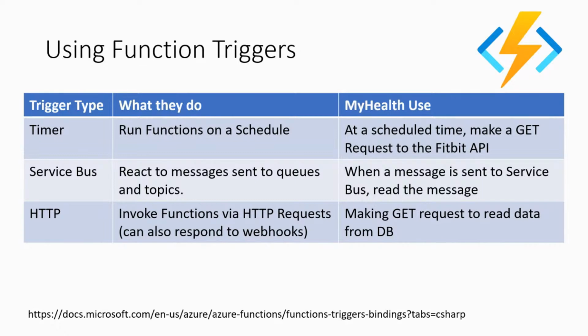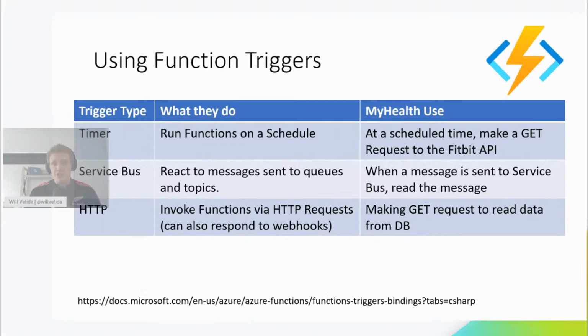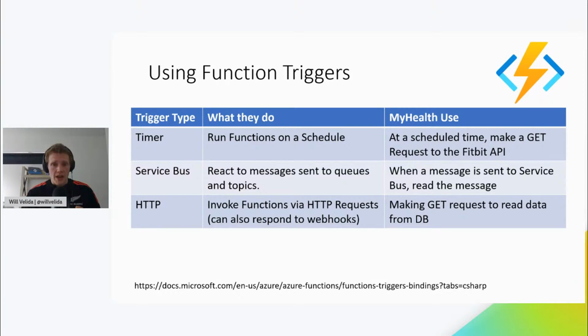So in my application, I'm using mainly 3 trigger types. I'm using a timer trigger, which essentially enables our functions to run on a schedule. We provide it with a cron tab expression, and that's when our functions will be invoked. And we're using that at a particular point in time to make a GET request to the Fitbit API to actually retrieve that data. I'm also using a Service Bus trigger type.